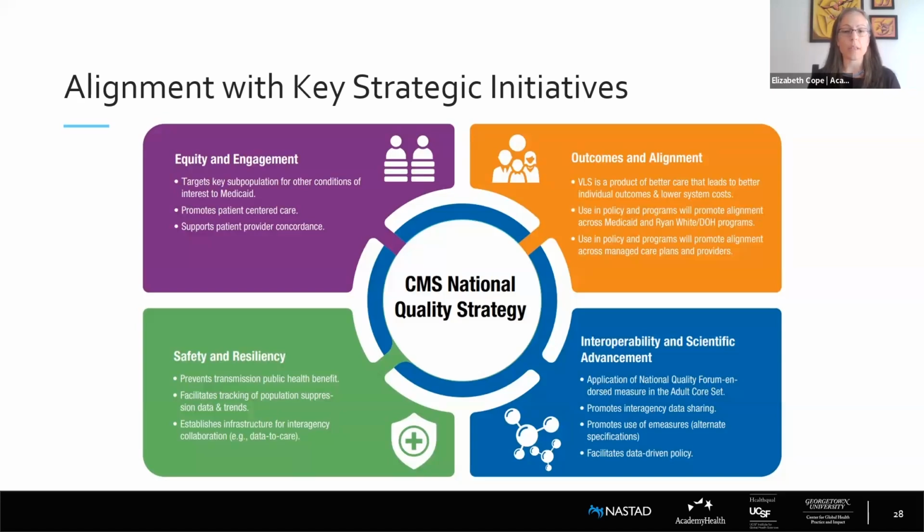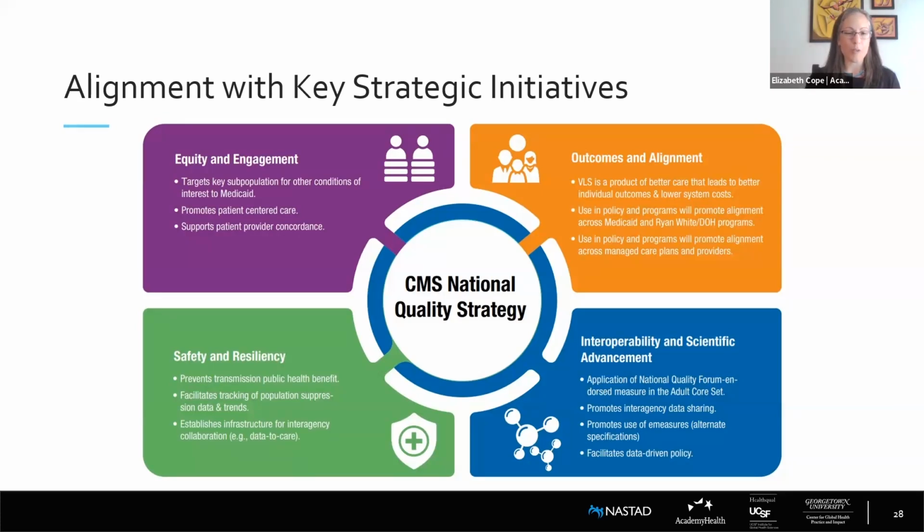And looking at interoperability and scientific advancement, HVL-AD promotes uptake of a consensus-endorsed performance measure, and it could be used at both the clinic and managed care levels to promote data-driven quality improvement. And finally, if we look at safety and resiliency, this measure is about preventing transmission and strengthening our public health infrastructure. So by building stronger relationships and quality improvement infrastructure between Medicaid and the Department of Health, we're positioning our public health and healthcare systems for greater resiliency that would translate to a broad range of health topics extending far beyond HIV.